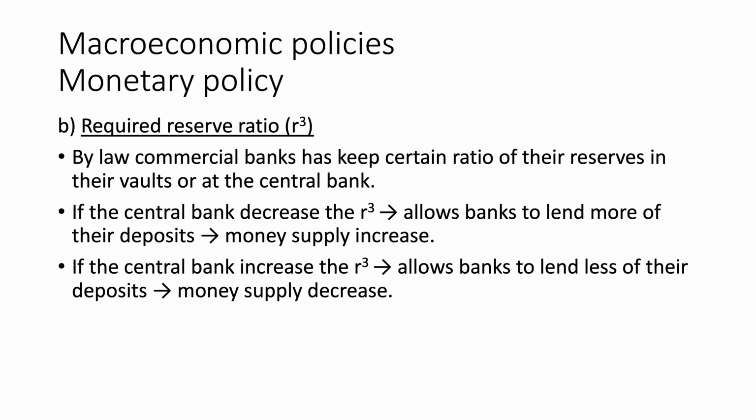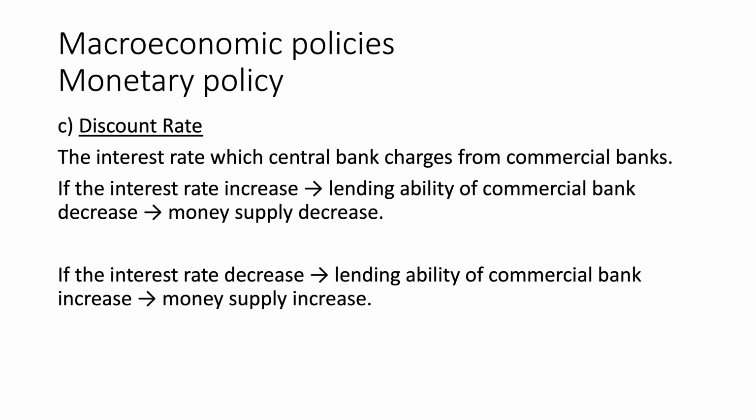So if the central bank increases the reserve ratio, it means that commercial banks have less money available for deposit or lending purposes, which reduces the money supply. And then comes the third one, which is the discount rate. Discount rate is the interest rate at which the commercial banks can take a loan from the central bank.